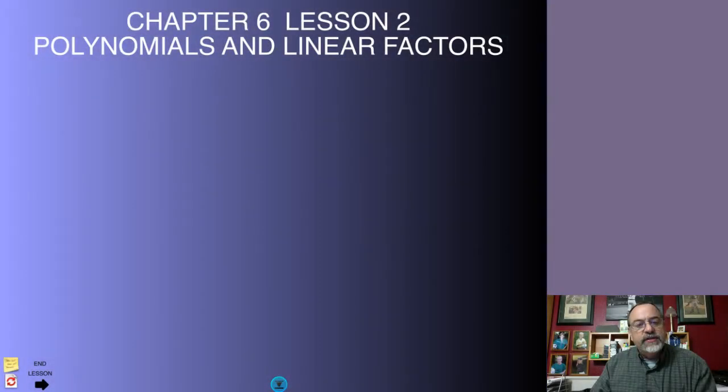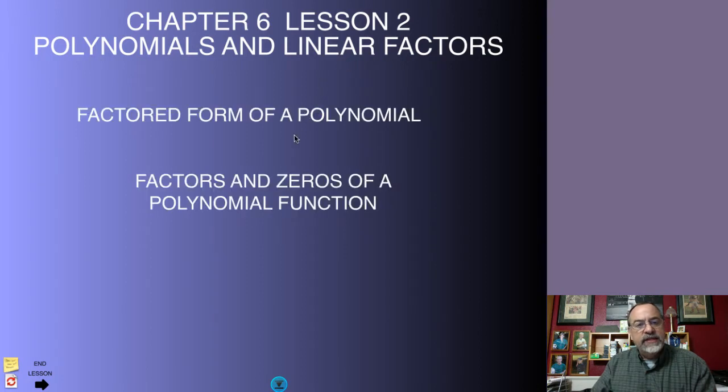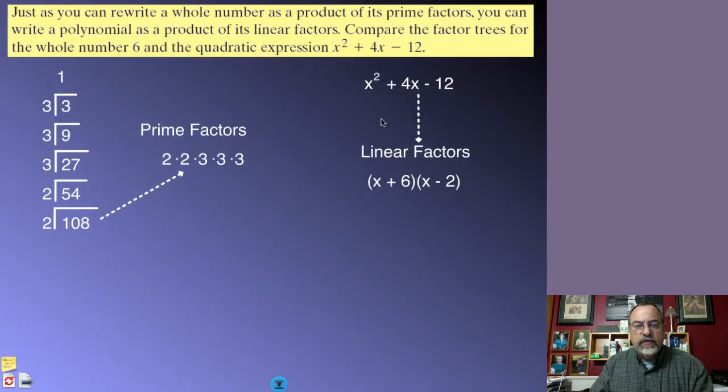Advanced Algebra, Chapter 6, Lesson 2, continuing to look at polynomials. And in this lesson, we want to look specifically at linear factors. What is a linear factor, and then how can we use those linear factors to help us find the zeros of a polynomial function? So let's look at the factored form of a polynomial first.